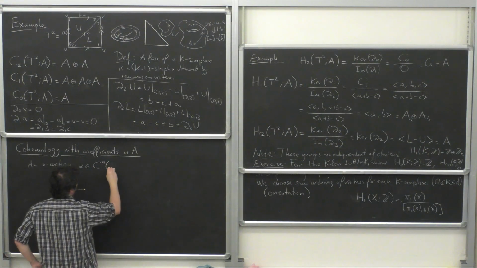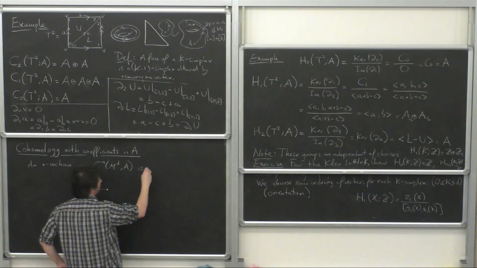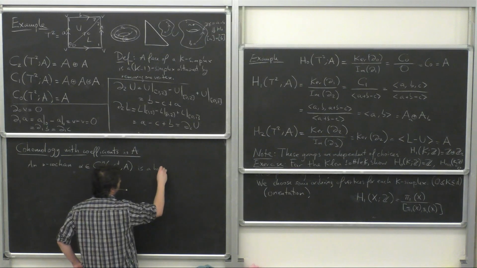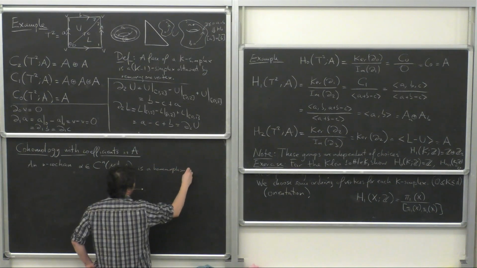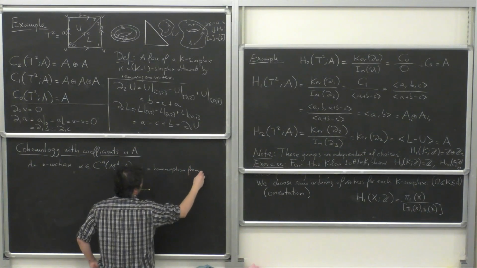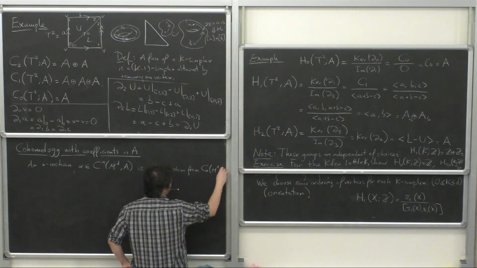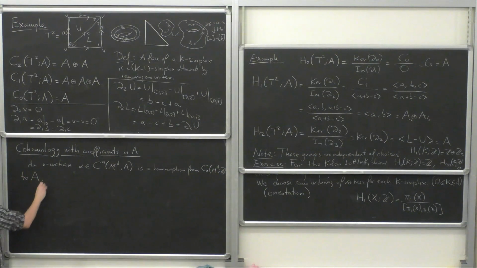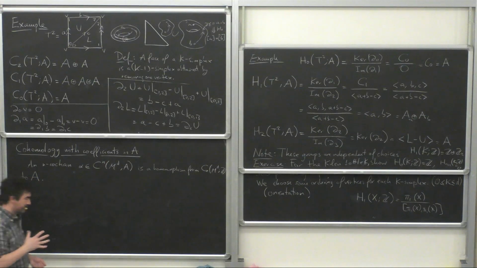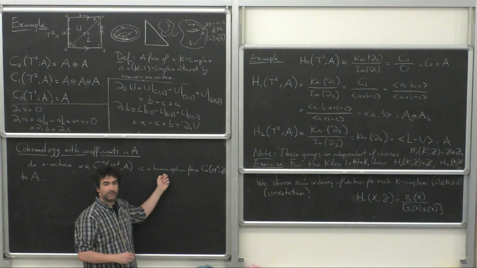from M_D to A is a homomorphism from C_n of M_D with integral coefficients to A. Does anyone know what a homomorphism is? It's basically a linear map.